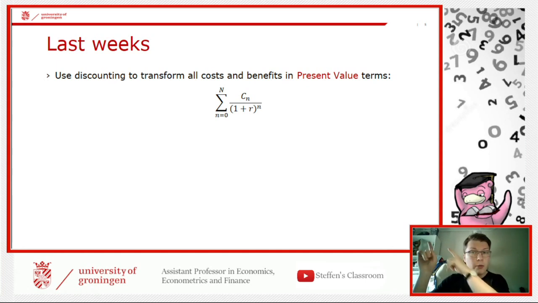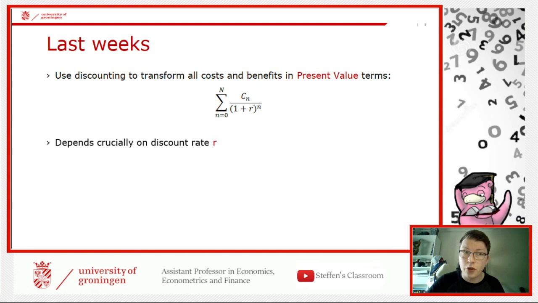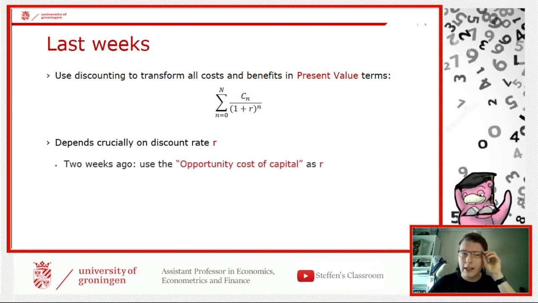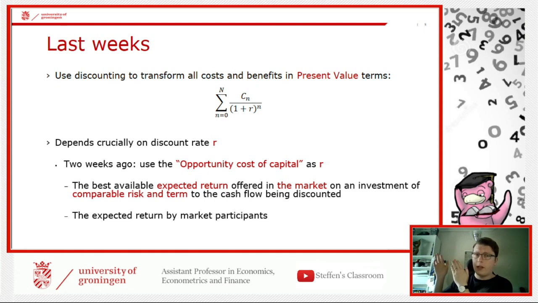We learned this formula up here, which we're going to go back to over and over again today. It shows how to discount all these future cash flows to a present value term. Of course, that depends crucially on the discount rate that you choose. Remember, with discount rate R, the discount factor is 1 divided by 1 plus R. We had that in a previous lecture. And two weeks ago, when we discussed bonds, both government and corporate bonds, we talked about how you should use the opportunity cost of capital as R, which is written up here. I'm not going to read everything aloud today, but it is basically the expected return by market participants.